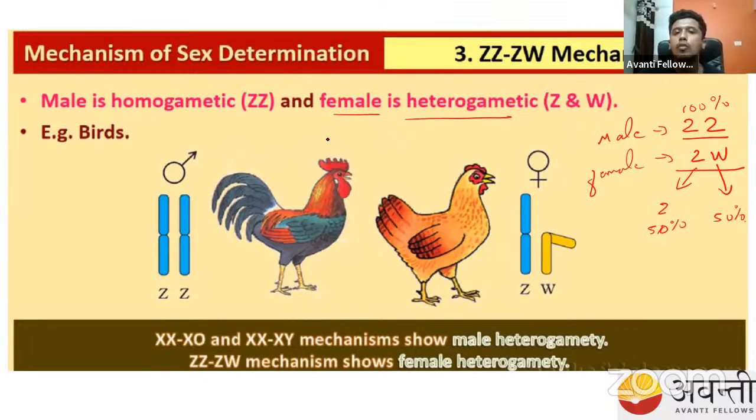Whenever we talk about where you find this female heterogametic condition of sex determination, we have to directly think about birds. So in female birds, she will produce two different types of eggs. One is of Z type, the other one is of W type. Whereas the male produces only a uniform type of gametes, that is Z and Z. That is why we call the female heterogametic with respect to birds.